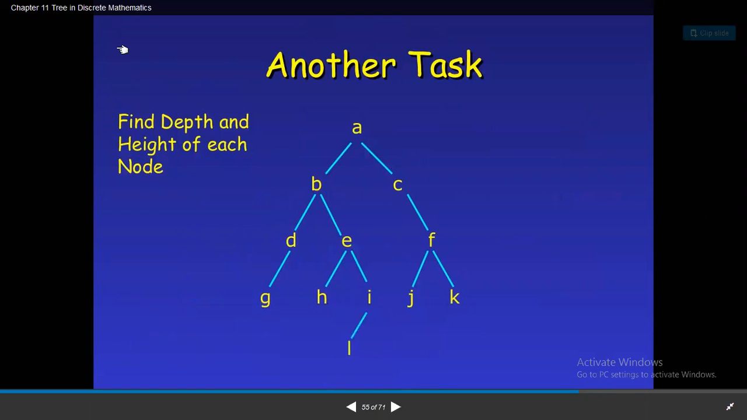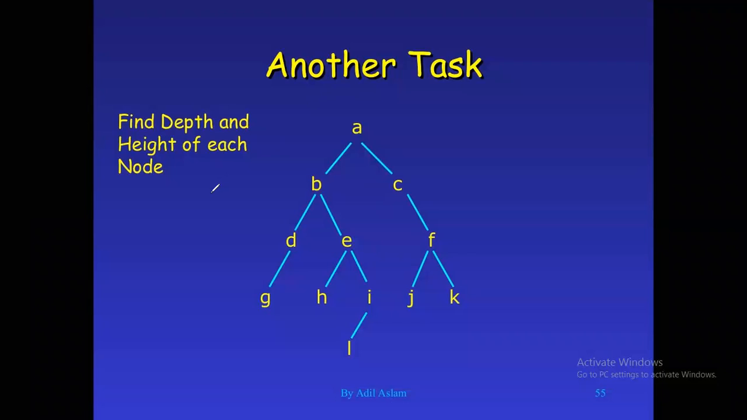Next, we see one more problem. Find the depth and height of each node. For example, we write here node, next depth, next height. So come to A. A is the starting point itself, so no depth. Height means you have to check the longest path up to a leaf.